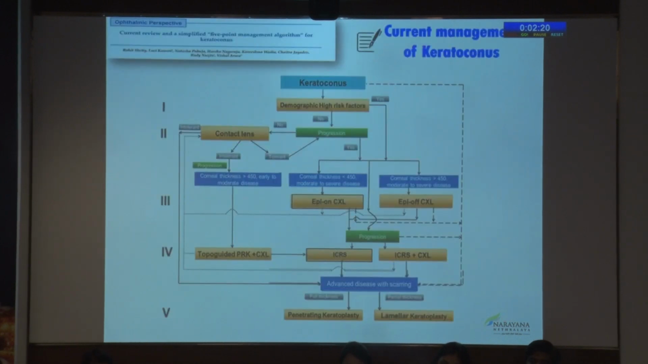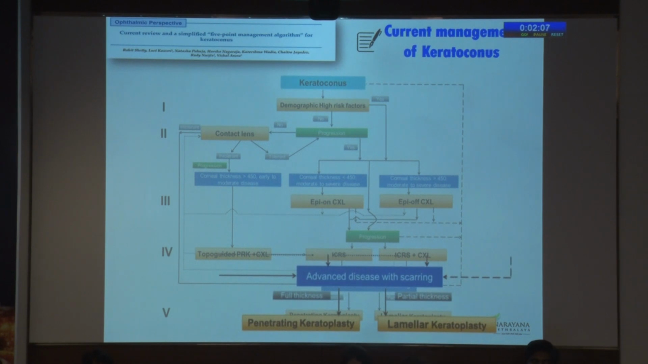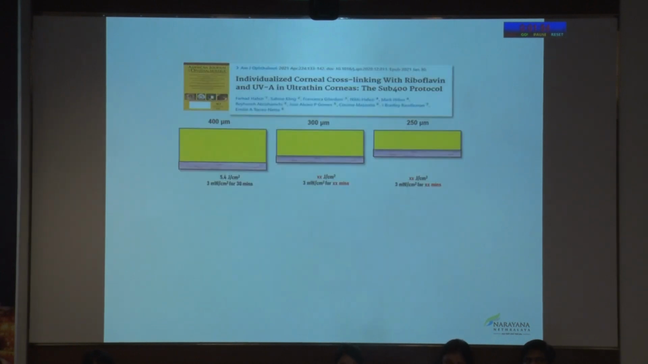The third topic that I'm going to discuss is treatment of thin corneas. So this is our 5-point management protocol that we usually follow, where cases with moderate keratoconus are treated with epi-on cross-linking or intracorneal ring segments, and advanced keratoconus with scarring is treated with penetrating keratoplasty or lamellar keratoplasty. But how do you treat thin corneas that have no scarring? There are various options which are currently available, but all of them have their own drawbacks. What we follow is a more customized algorithm at our institute.